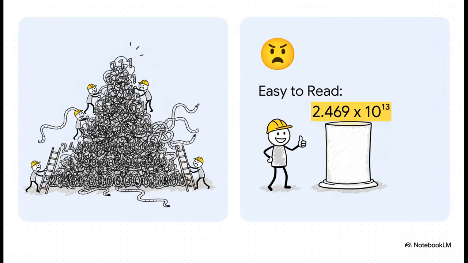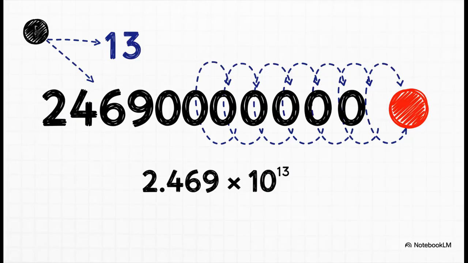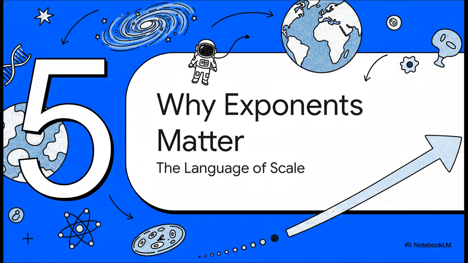Instantly, it's 1,000 times easier to read, to compare, and to work with. And the best part is, the recipe for doing this is super simple. All you do is take your big number and smush it down so it's a number between 1 and 10. In this case, 2.469. Then you just count how many spots you had to move the decimal point. That count becomes your exponent on the 10. That's it.